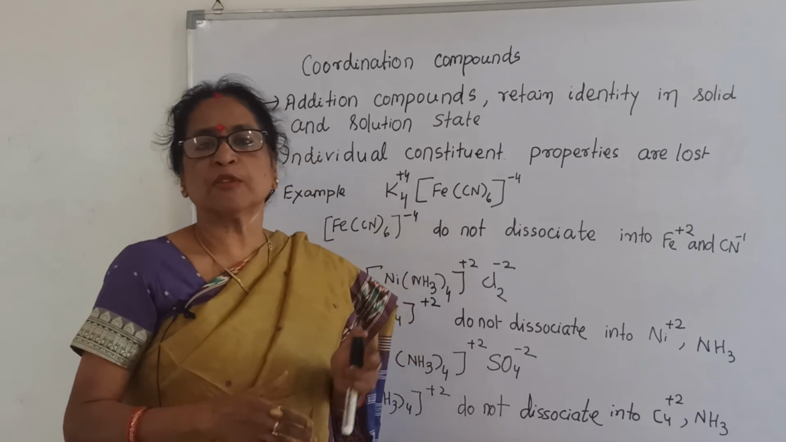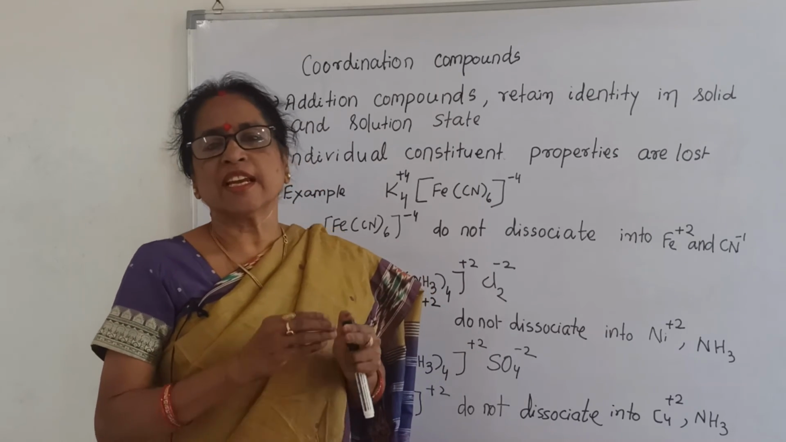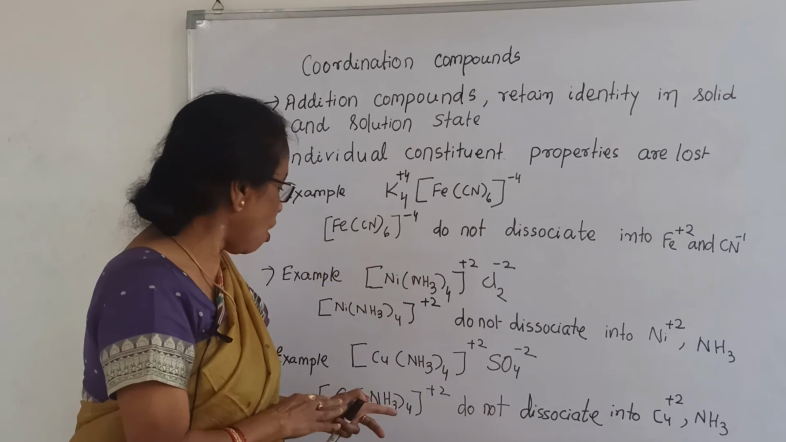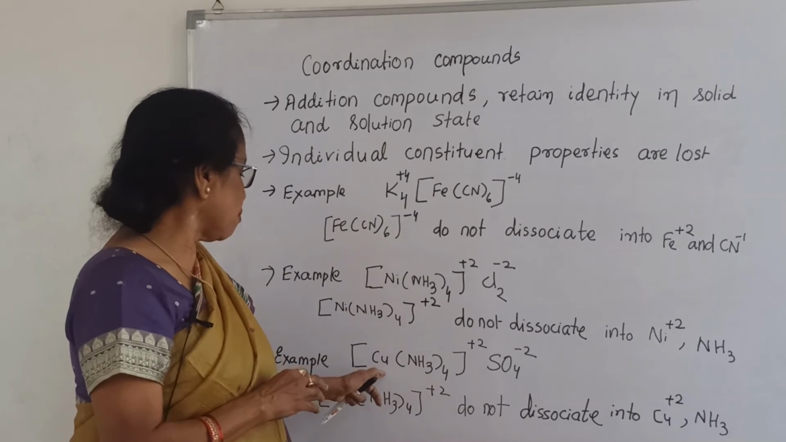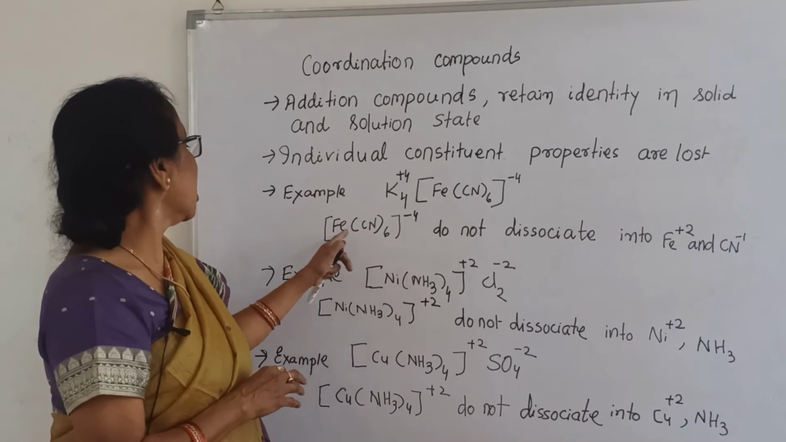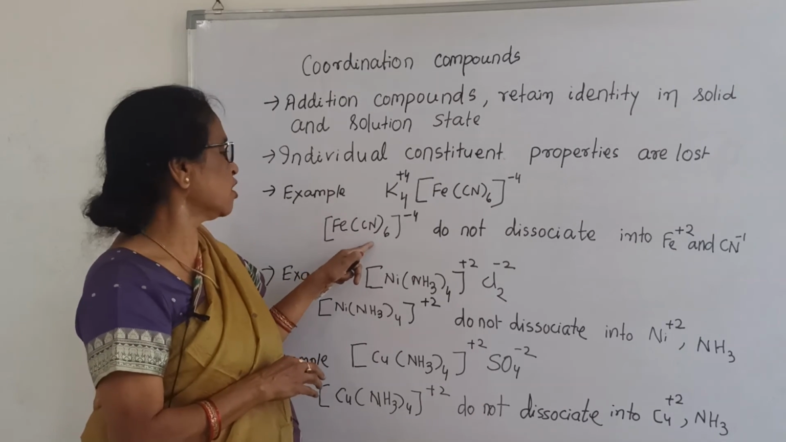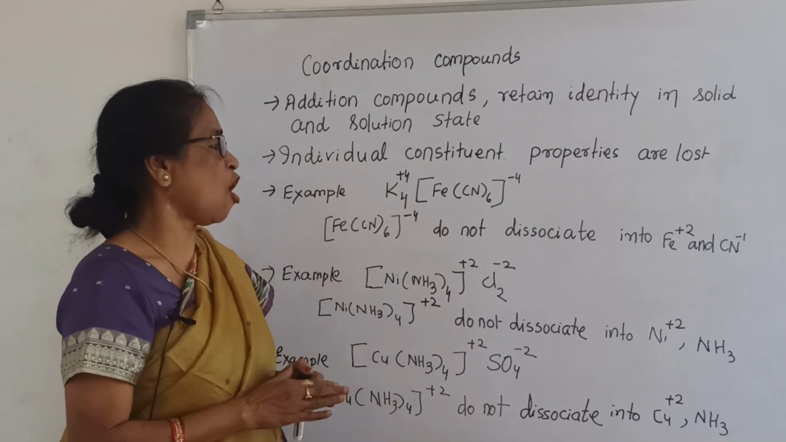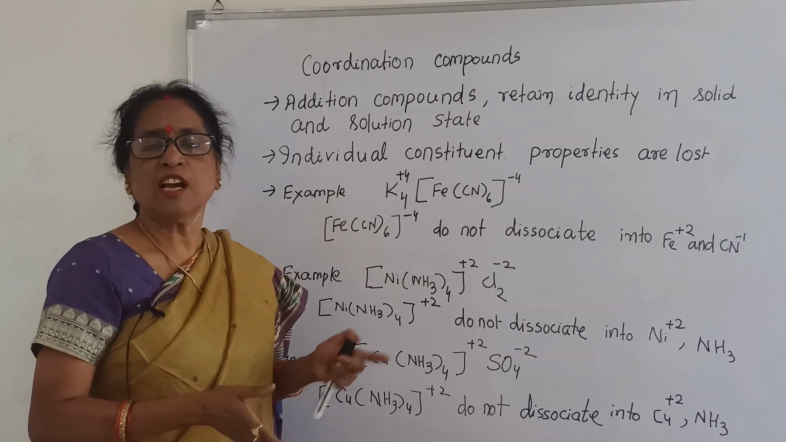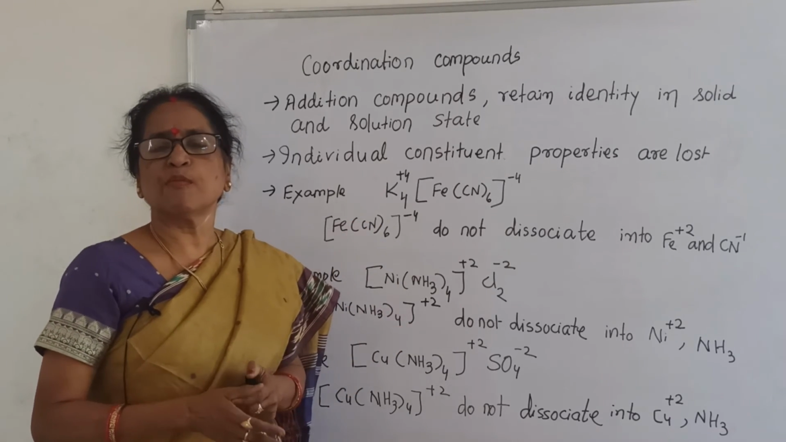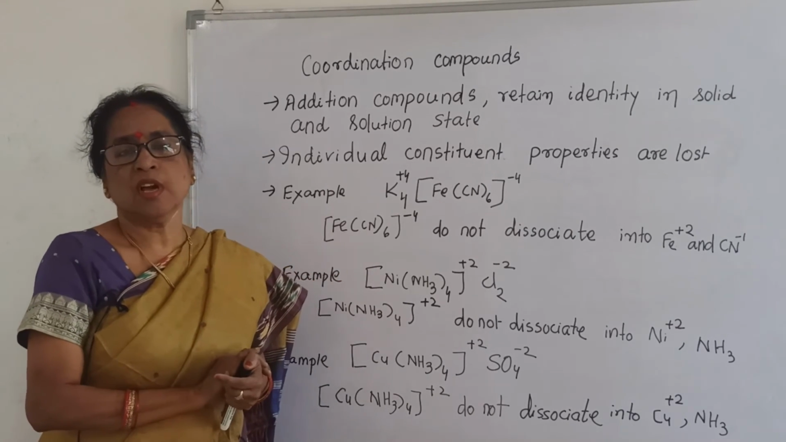Complex ions are of two types, positive and negative. What is present inside never shows the properties of each constituent: here copper and ammonia, here nickel and ammonia, here Fe plus 2 and CN minus, they never show the properties of Fe plus 2 and CN minus. So I hope it is clear, double salt and coordination compound. A coordination compound is totally different from a double salt.